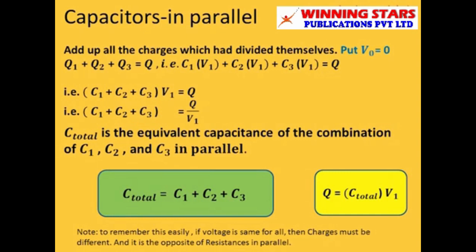This leads us to the total equivalent capacitance of such a combination. So the equation very clearly is C total is C1 plus C2 plus C3. The charge on that system in between those two bus bars will be Q equal to C total into V1. This is the charge supplied by the battery.